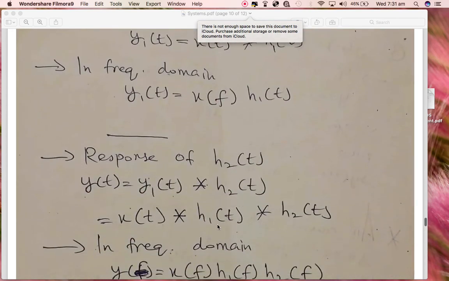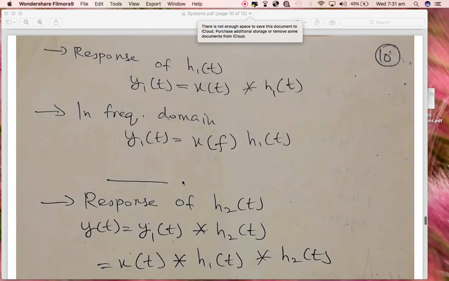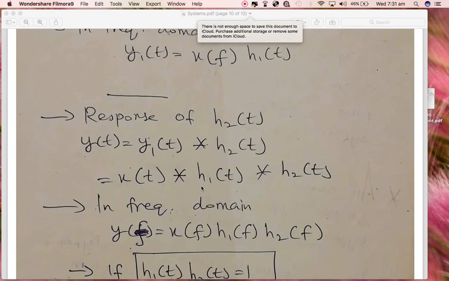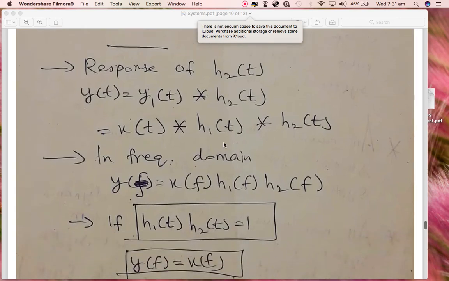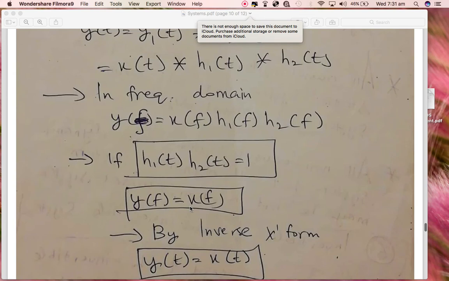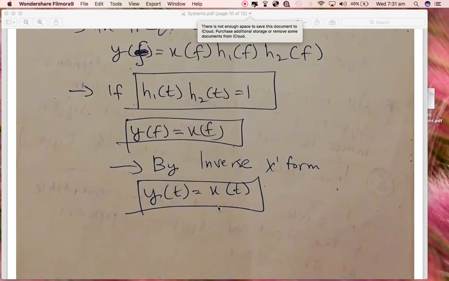So we can see that y1(t) was x(t) convolved with h1(t), so we have replaced the value of y1(t) over here. When we do the frequency transformation, the convolution is changed to the multiplication operator. If we have a condition that both impulse responses nullify each other and the value of 1 is obtained over here, then Y(f) is equal to X(f), and when we take the inverse Fourier transformation, we can see that y(t) is equal to x(t).